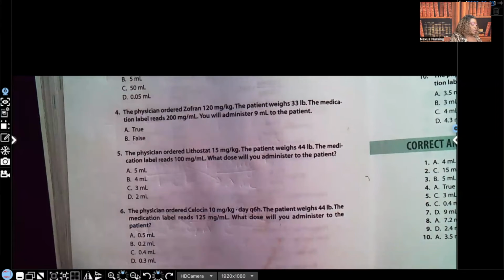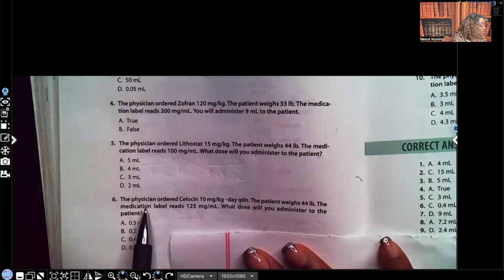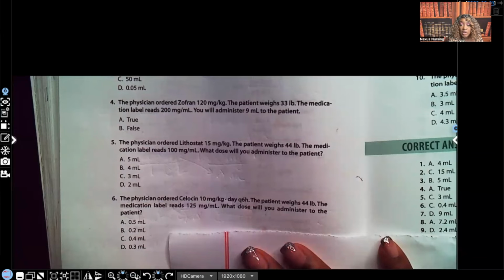All right, let's do number 6. For number 6, it says the physician ordered Celicin 10 milligrams per kilogram per day every 6 hours. The patient weighs 44 pounds. The label reads 125 milligrams per ml. What dose will you administer to the patient? Nothing changes. We're going to do the same thing. We're going to start with our pounds and convert that to kilograms. So let's do 44 divided by 2.2. That gives us 20. Our kid weighs 20 kilograms.